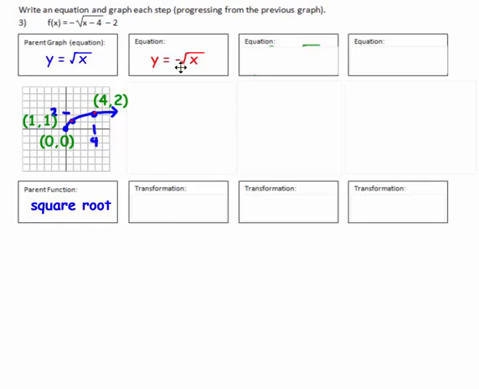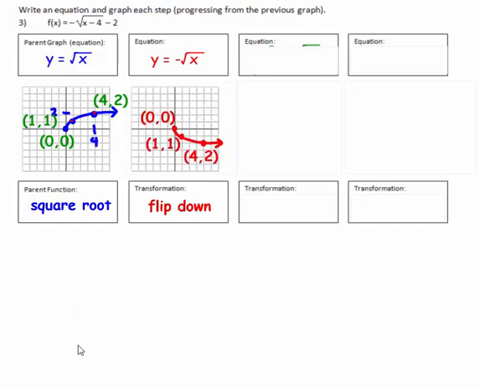Okay, so that transformation is I'm flipping. Since it's outside the grouping symbol, I'm flipping vertically, so I'm going to flip it downward. So I'm going to take each of these points and flip them downward. Even if you're not marking the ordered pairs in, which I would recommend, you're at least drawing very bold points at each one of those.